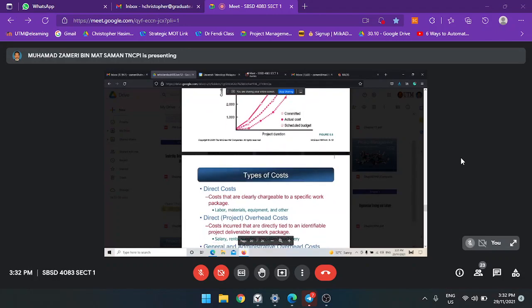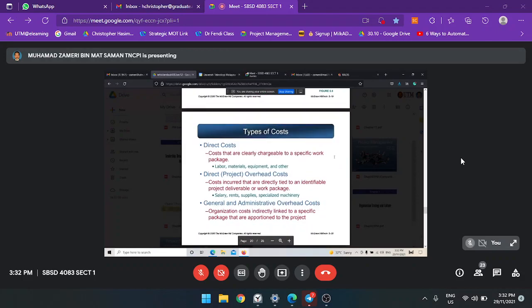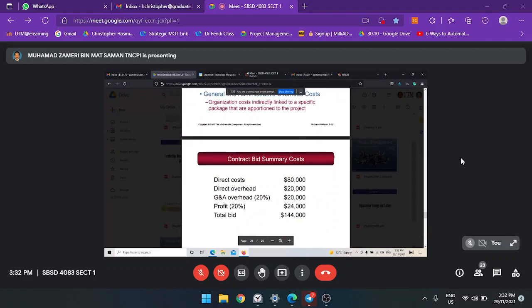Okay. Type of cost. When we're talking about estimating the cost, we need to know the types of cost. We call one direct cost. Then we also have indirect cost. There is overhead cost. So indirect cost is only labor and material, and then we have overhead cost. So just to explain to you about the direct cost and indirect cost. Okay.